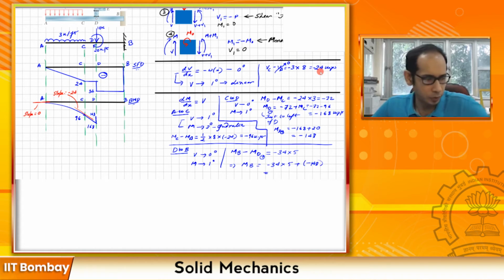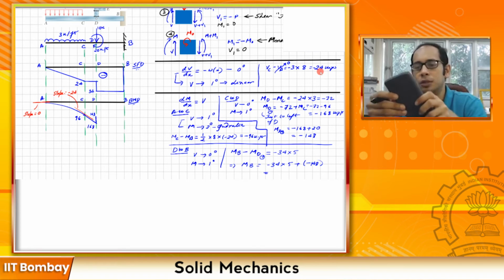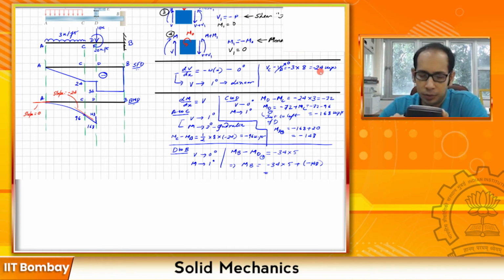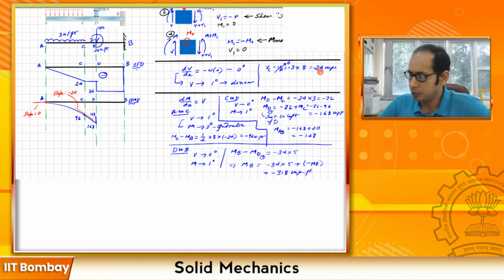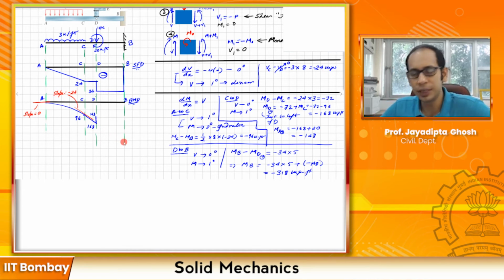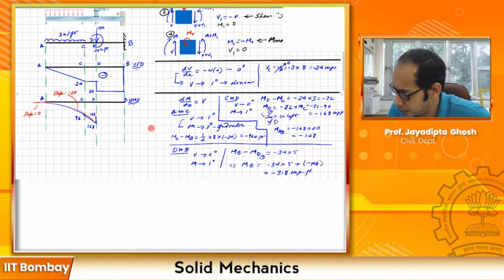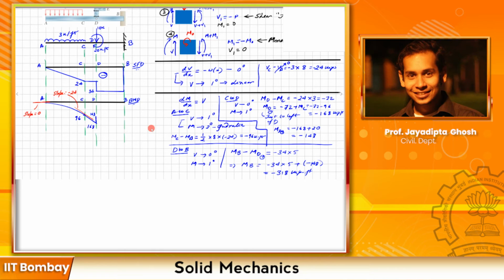Now let's do the quick calculation. 34 times 5, you get a negative of 318. You get minus 318 kip-feet. So from D to B, you have a linear variation, and the value at B is negative 318. So let's mark that one, or maybe let's just draw the line, because it's a linear variation over here.